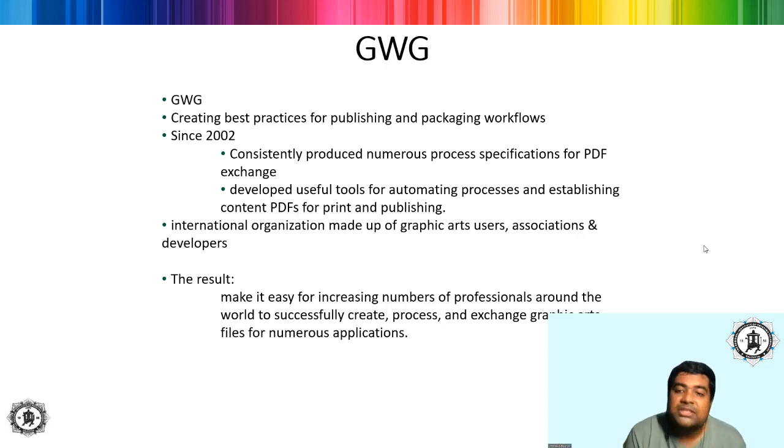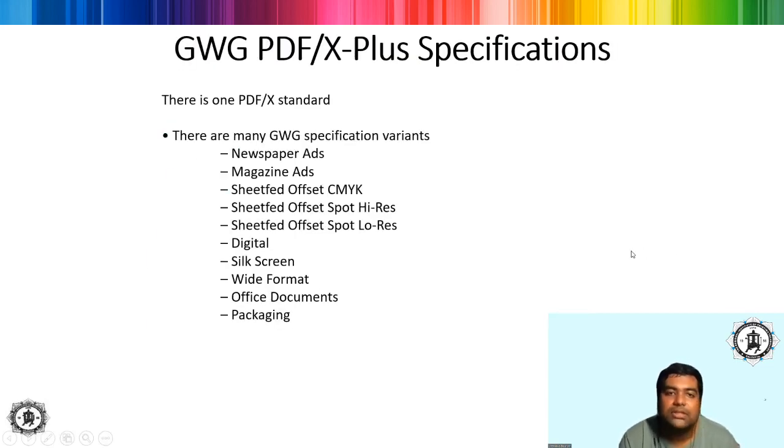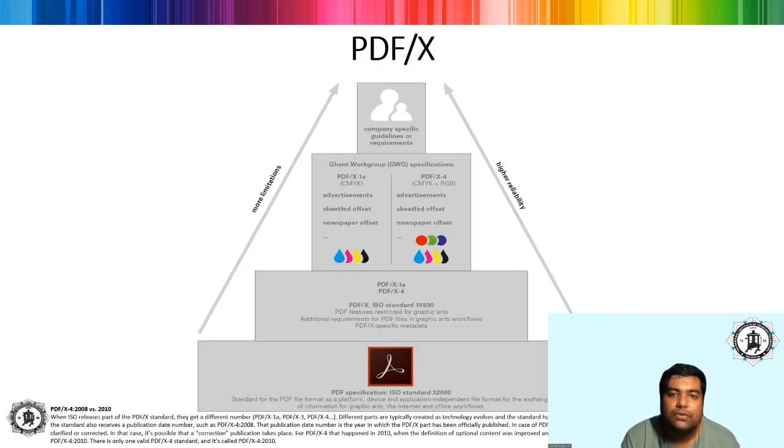They call those specifications. This is the reason why I talked about the difference between standard and specification. Let me just give you one. I'll come back to this, but take a look at this particular slide. This is quite important. You see, PDF is the primary standard, that is the ISO standard 32000.